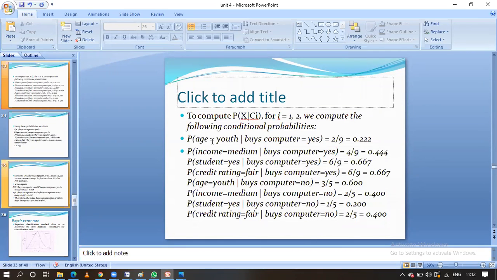Let us see the first one, that is, a posterior probability: age equal to youth given buying a computer equal to yes. Let us go to the input training data, guys. Check, for buying a computer yes, how many have age equal to youth. Let us check it, guys.